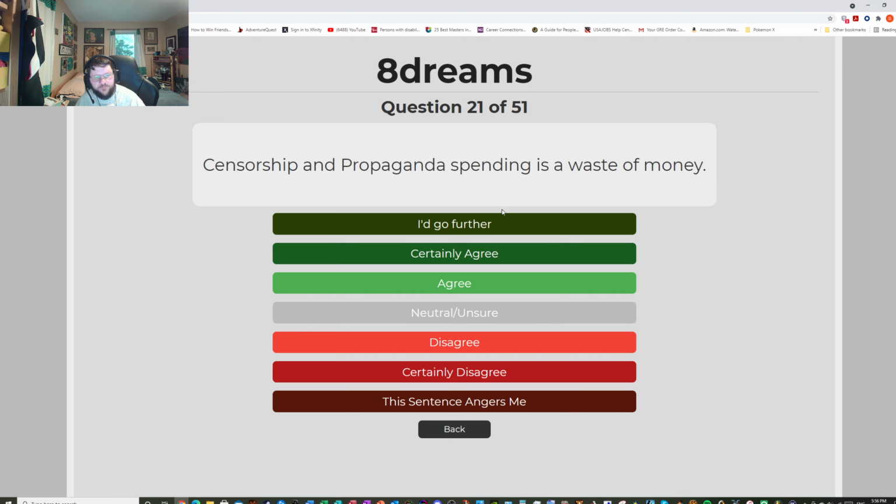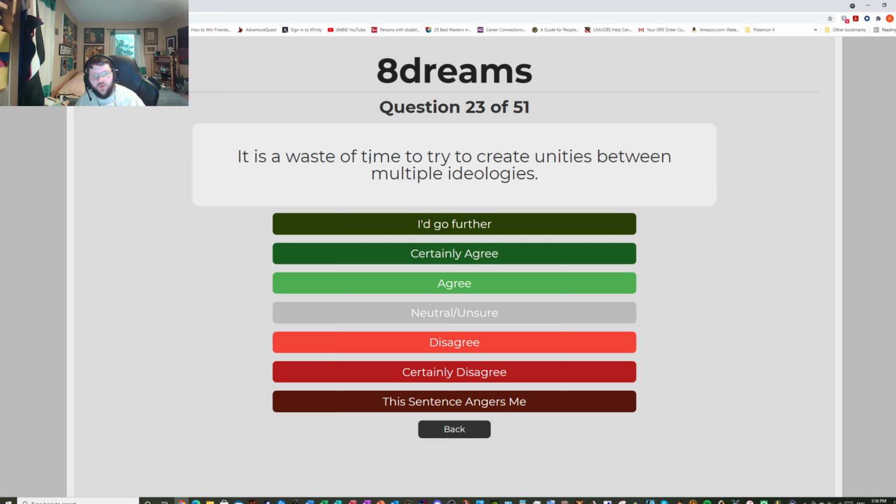I'd go further. It's a waste of time to try and create unities between multiple ideologies. No, I think libertarians and conservatives can work together on some things. Liberals and progressives have to be able to work together on some things. I think so. It's not a total waste of time because we can agree on some things. So, mostly no. There are a few exceptions, but mostly no.